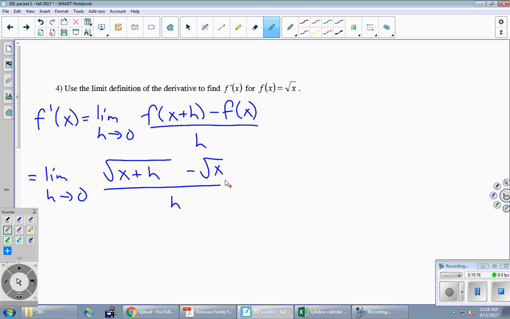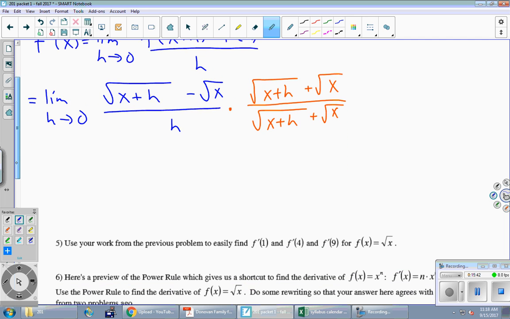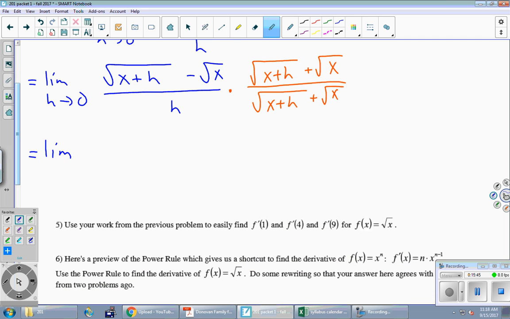And the technique here is to rationalize that radical. Wherever it is, it doesn't matter. I know typically you get radicals out of the bottom, but you can get them out of the top just as well. And so we multiply by the exact same thing, but change that sign in the middle of the two radicals. So multiply top and bottom by the conjugate of wherever the radicals are.